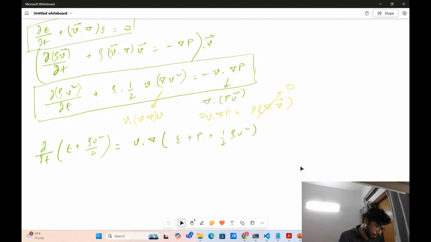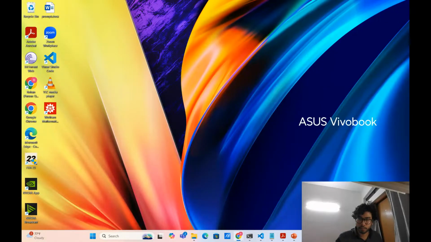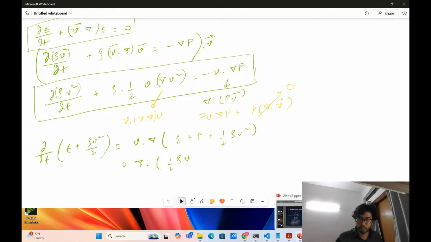Yeah. So epsilon plus p plus half rho v square. Now, as I said, due to incompressibility, del dot v is 0. So we can take this velocity term inside. So we will have del dot this thing, half rho v. I just want to write it in this form, whatever form I have over here.